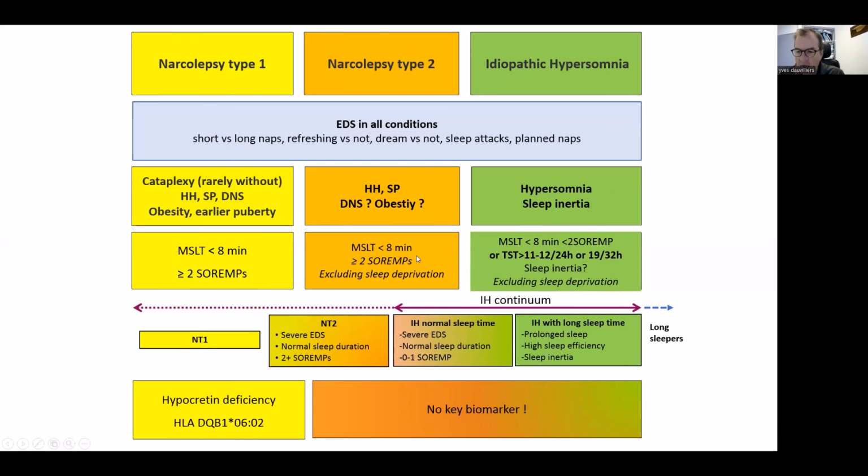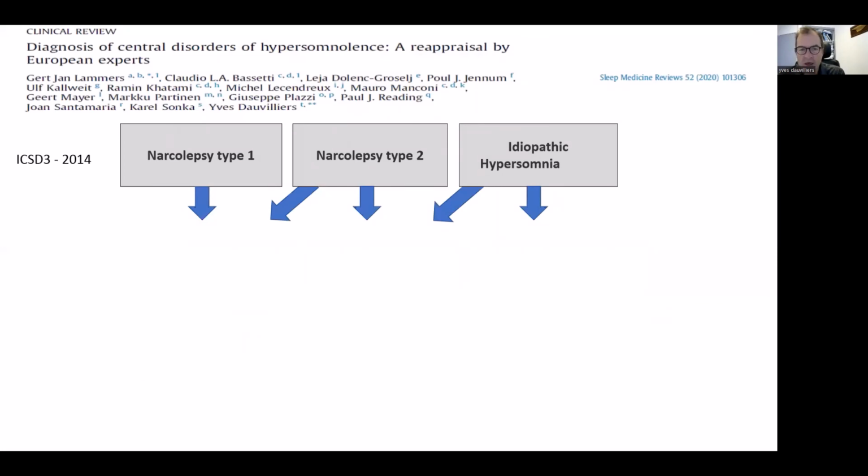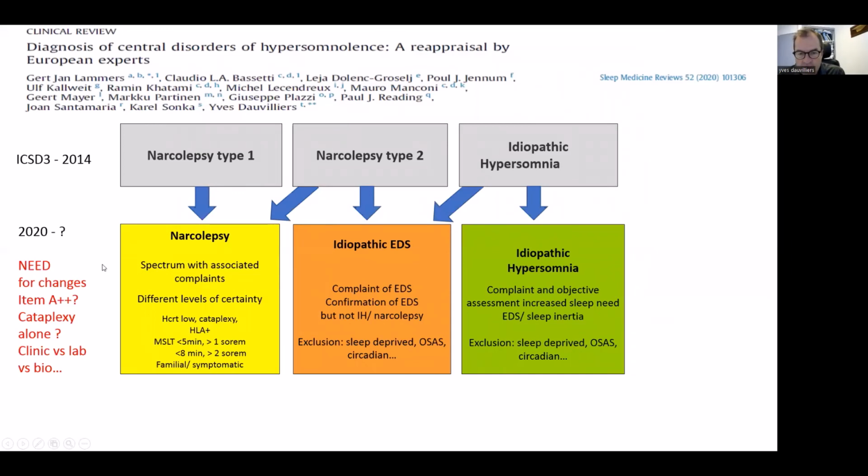So we wanted to reassess and rephrase this. And we did that with my colleagues in Europe, publishing in Sleep Medicine Reviews, to propose another classification. Narcolepsy type 1 and type 2 should be a narcolepsy spectrum with different levels of certainty related to HLA and orexin. IH should be IH, but focusing on long sleep duration. And in between, there are patients with idiopathic EDS, a severe complaint of EDS, but not IH and not narcolepsy.